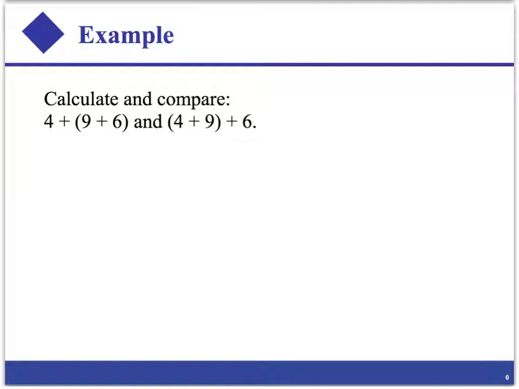So we can look at this one. It says calculate and compare. If we look at the first one right here, that gives us 4 plus 15, because we're used to doing things in parentheses first. That gives us 19. Now if we look at this one, we get 13 plus 6, and that still gives us 19. So where those parentheses were didn't change our problem because everything was being added. So you can add in any order.